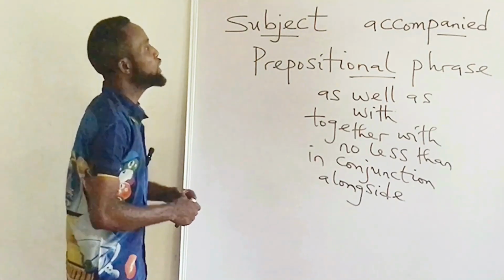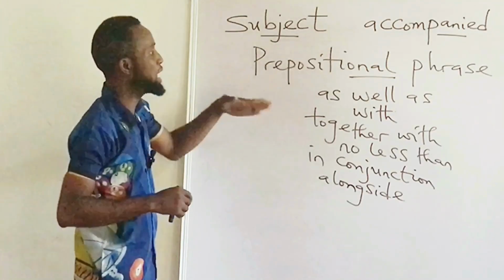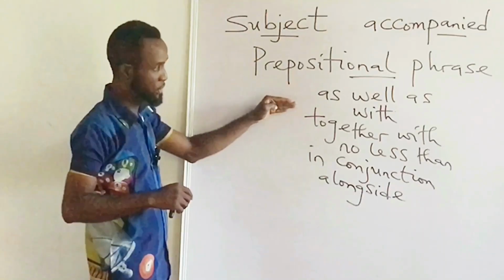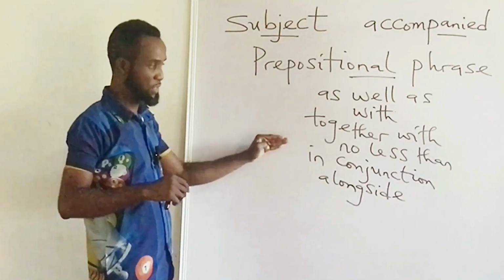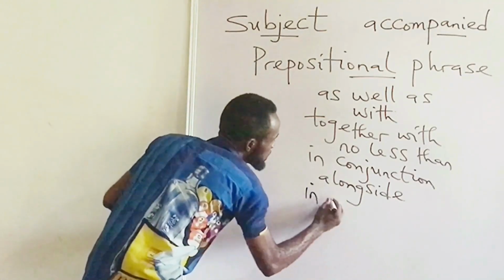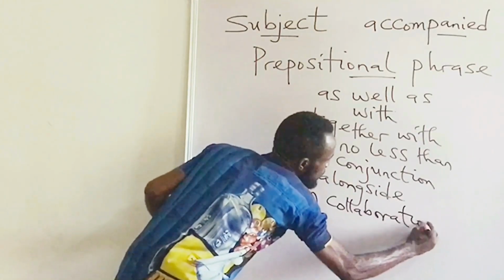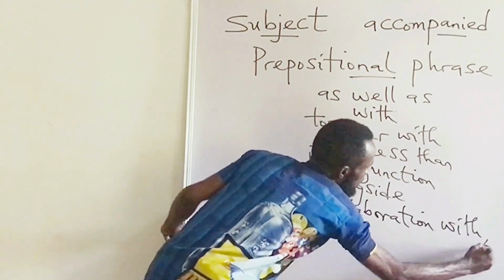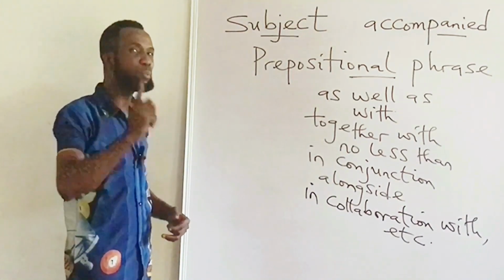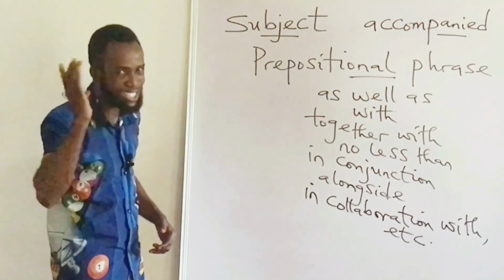Okay, I said if a question carries a subject and the subject is accompanied by a prepositional phrase that begins with as well as, with, together with, no less than, in conjunction with, alongside, in collaboration with, etc., then that question is an accompaniment Concord question.